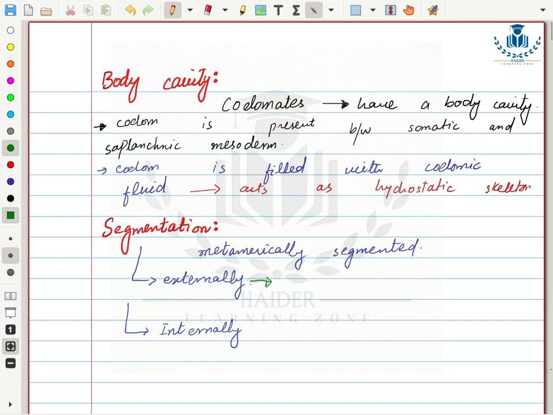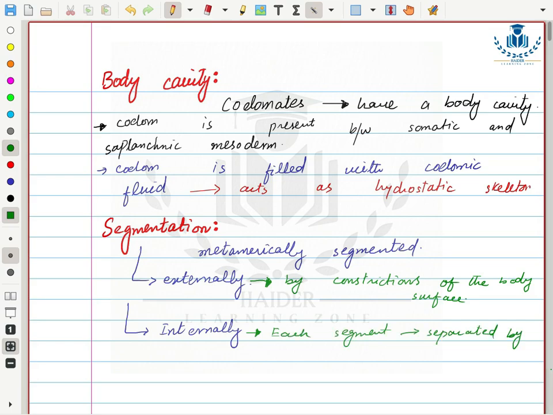Externally, they are segmented by constrictions of the body surfaces. Constrictions and invaginations are visible on the body surface, which indicate segmentation. While internally they are segmented and each segment is separated by a septa. Septa is a wall of tissues.